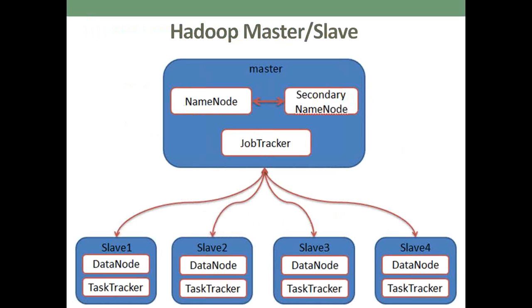So coming to the name node, why the name node? The name node will have the meta information about the data. Previously I told you that if you store anything in HDFS, data will be split into blocks and spread across different machines. So who maintains this information, which file is in which machine? That information will be in the name node.